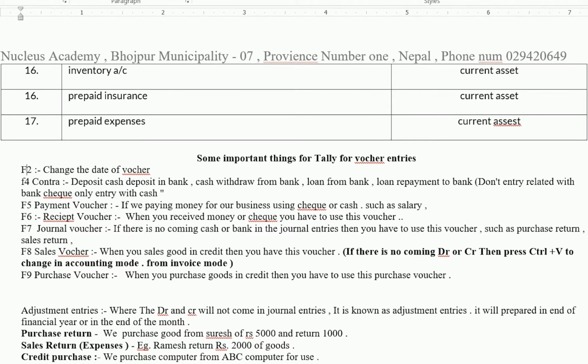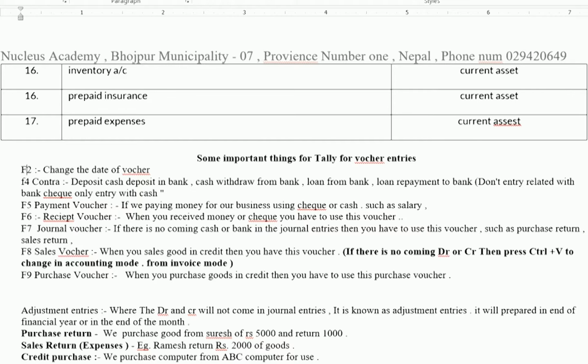Using the journal voucher you can enter all the transactions where there is no cash or bank in the debit or credit. DR means debit and CR means credit. If there is no cash or bank in the debit or credit, in that case we can use the journal voucher.